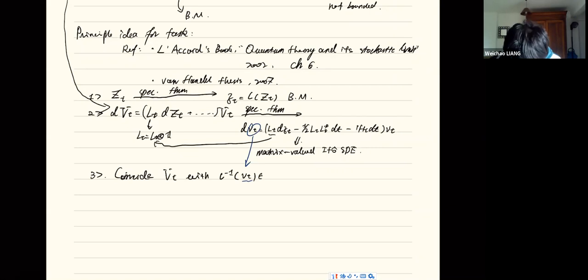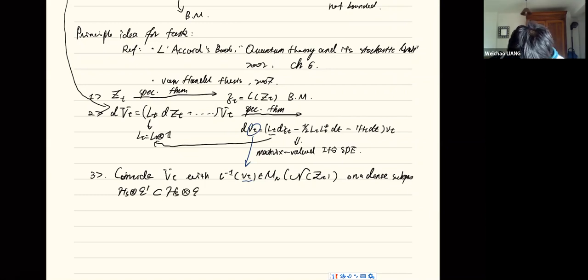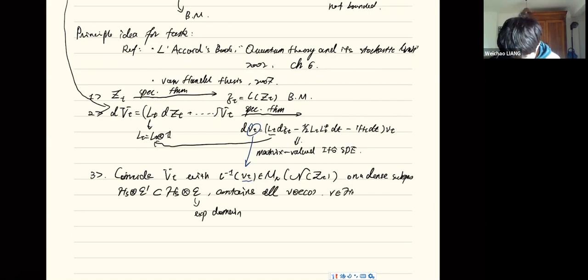And this operator belongs to this algebra. And we can show that these two act the same on a dense subspace. And the E here is the exponential domain, which contains all the vectors in this form for v in the HS.